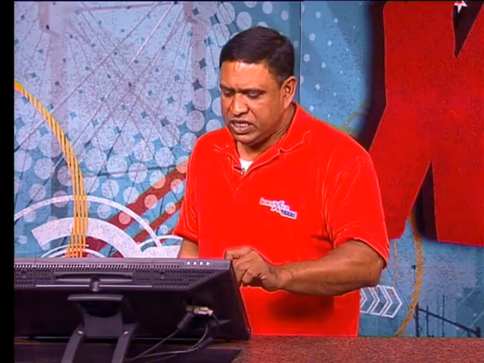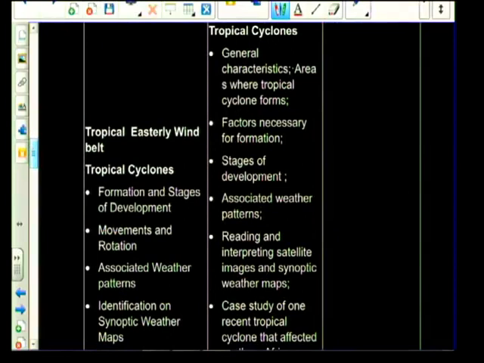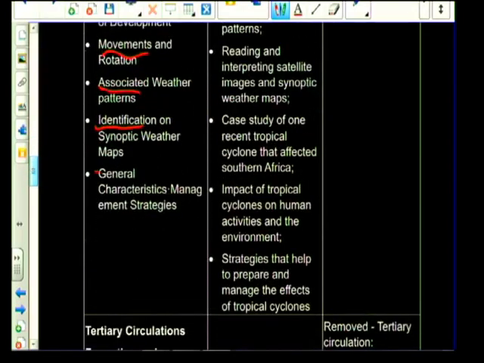Right. Same with tropical cyclones. All the things from the formation, to the movement, associated identification on synoptic maps, general characteristics, the damages caused, the management strategies, all is in this section. You'll have to look at the different things, the way you did it in the past, just that you're going to get more case studies that are going to be tested on. You understand? Specific case studies, not just articles, and be ready for that.